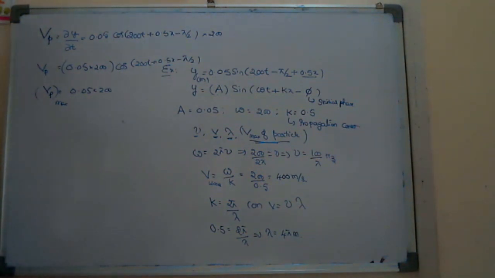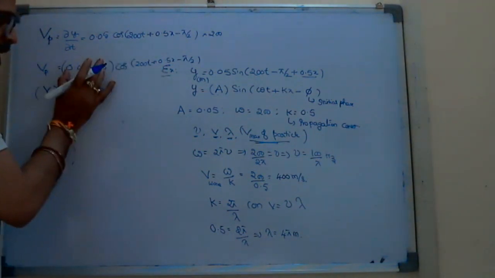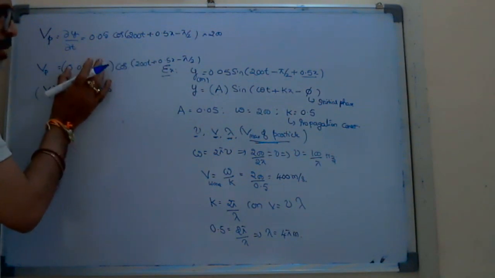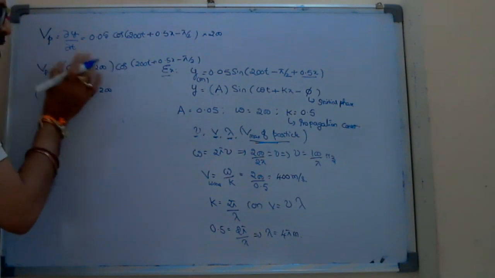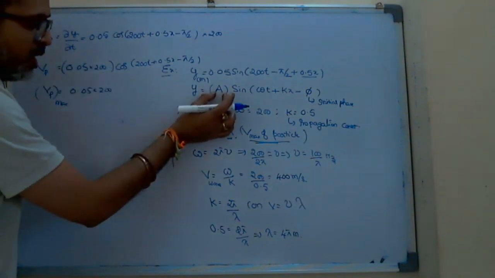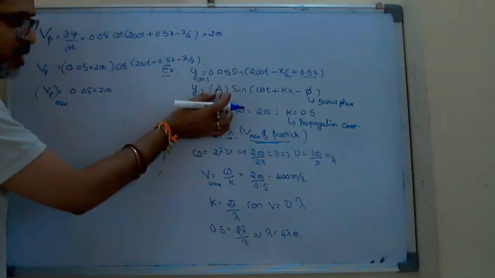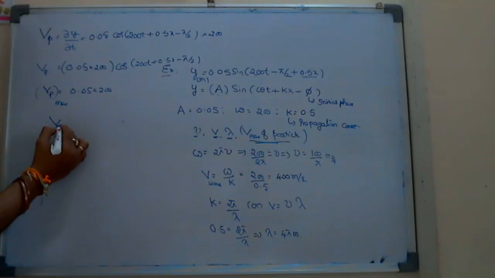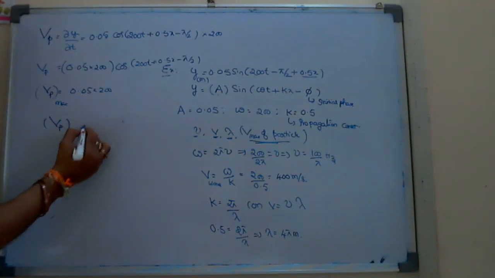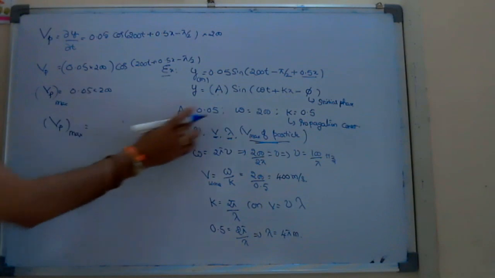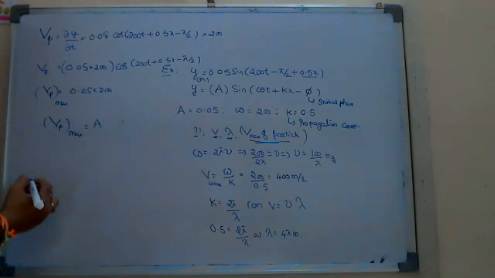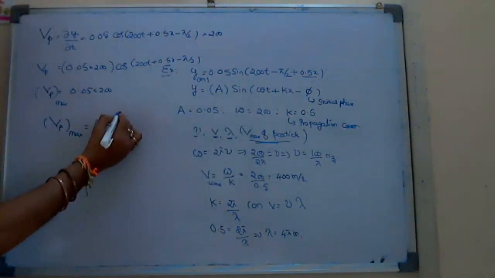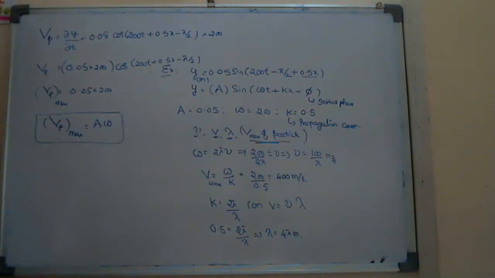So logically, whatever the term you are getting with the cos function, that is the maximum value. If it is velocity, V max. If it is the displacement, Y max. Maximum displacement, maximum velocity. In formula wise, if you want to remember this one, observe here 0.05 is amplitude A, 200 is omega. So A omega is the maximum particle velocity.